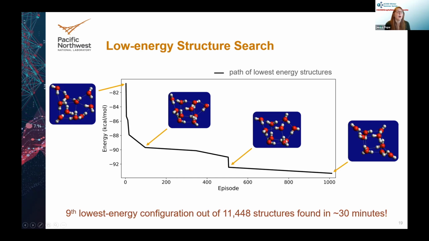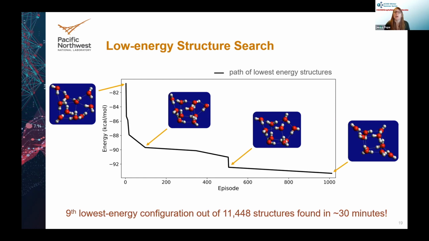And this only took really 30 minutes to move from the high energy to the 9th lowest. Well, there are a few things we could do to improve the search. So there are different hyperparameters we could look at. For example, the length of each episode could be increased so that the algorithm would have more than 10 moves available to get to the lowest energy.